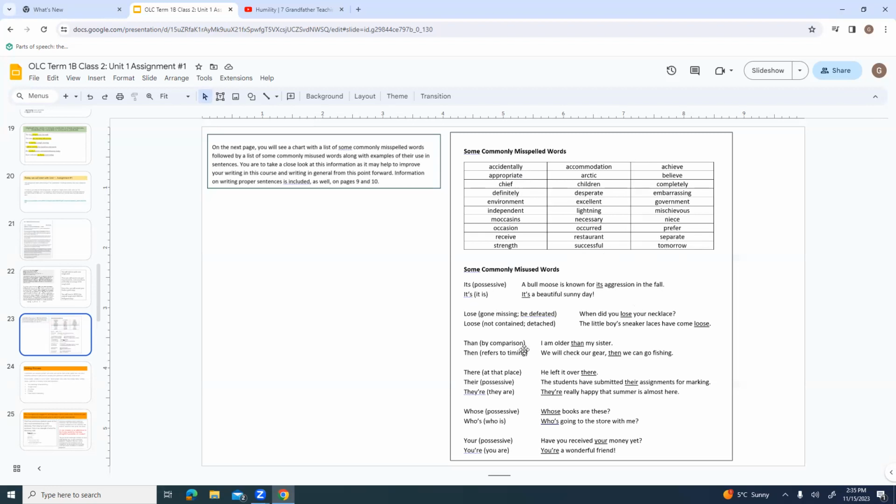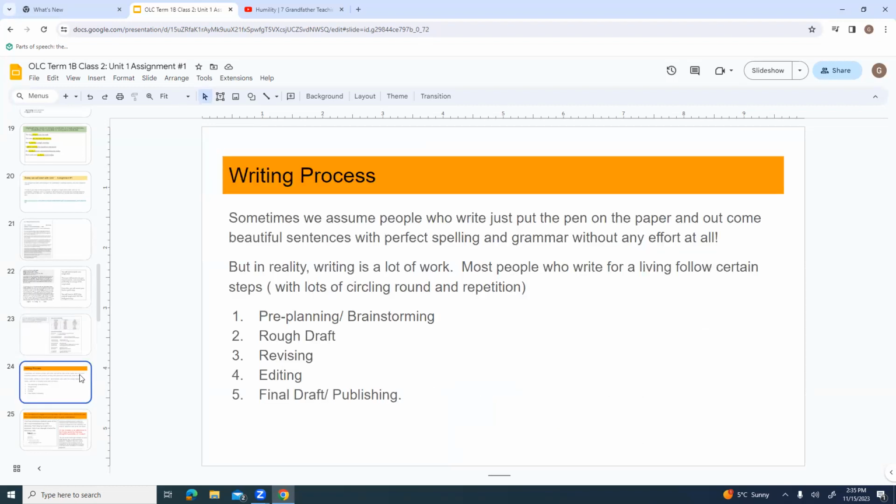And then here are some misused words. The biggest one that's most often misused is the words there, their, and they're. This there, T-H-E-R-E, is a location, like he left it over there. This their, T-H-E-I-R, is possessive, that it belongs to somebody. Like the students have submitted their assignments for marking. And then the last they're is like, they're really happy that summer is here. It's like a short form for they are, okay? There's some other ones here too. This is the biggest one. We'll talk about those a little bit more later. I want to kind of focus today.